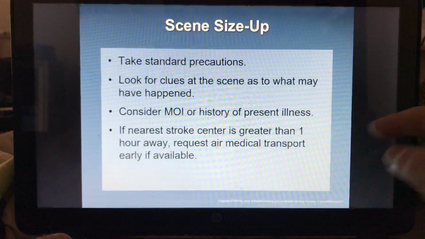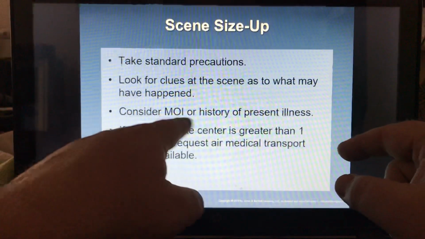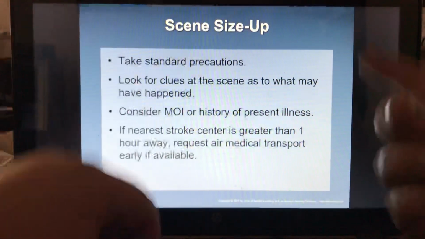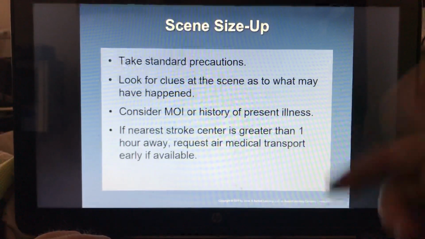BSI, PPE. Your history is going to be your big clue. That's where you're going to find out. You're going to ask your SAMPLE, and we'll talk about that as we go.